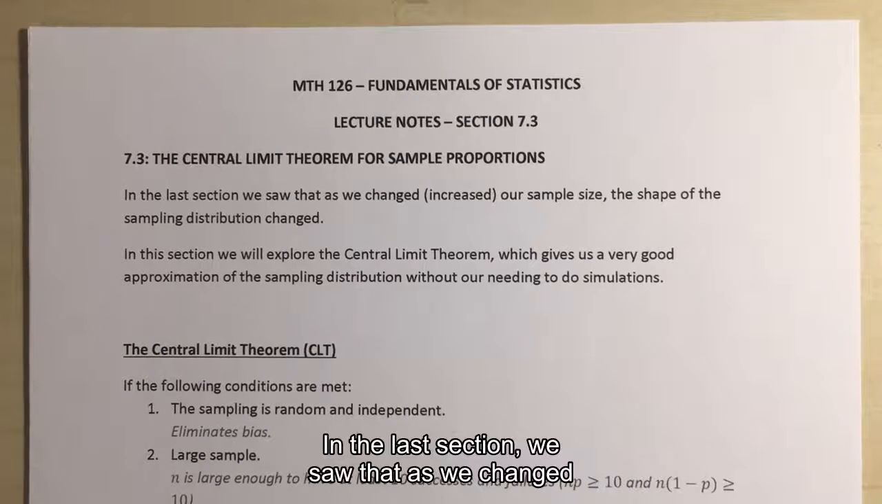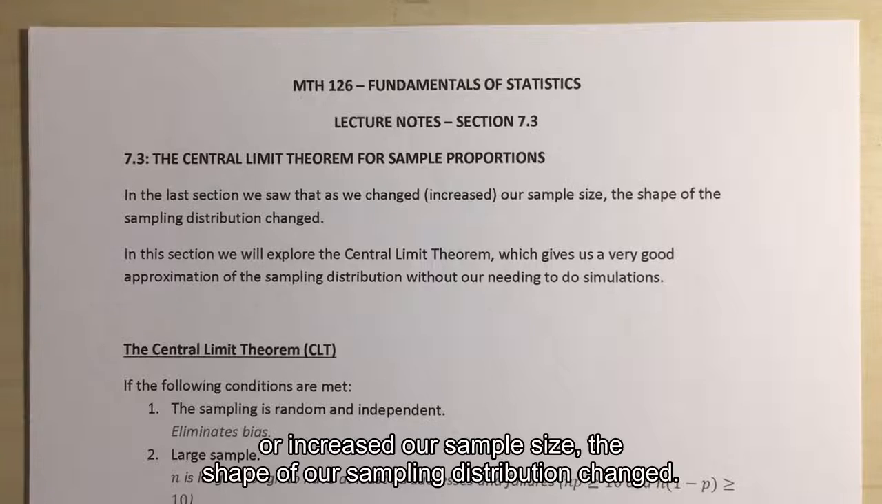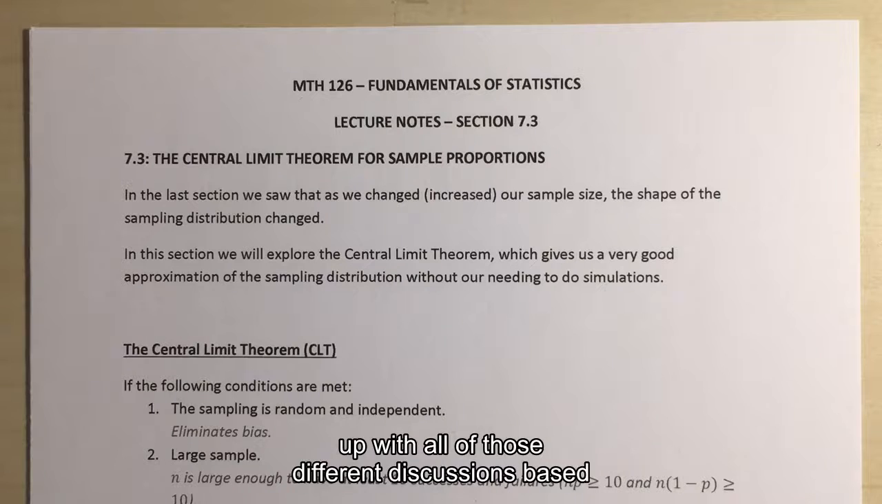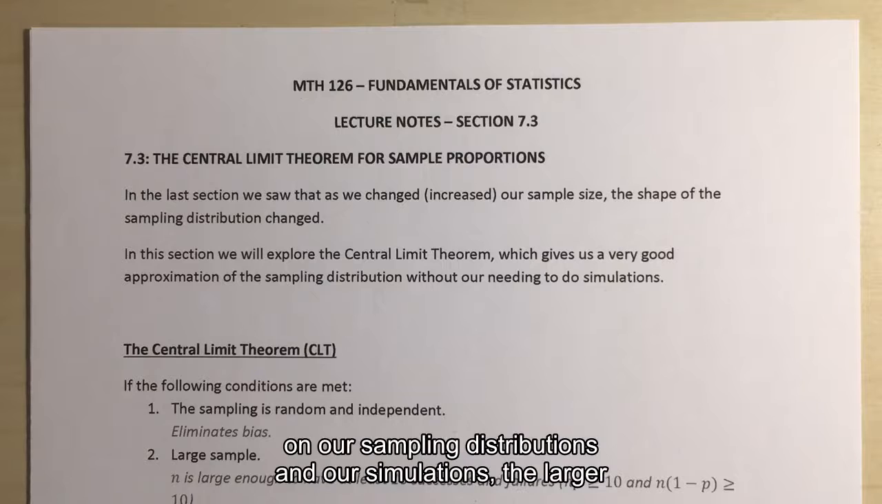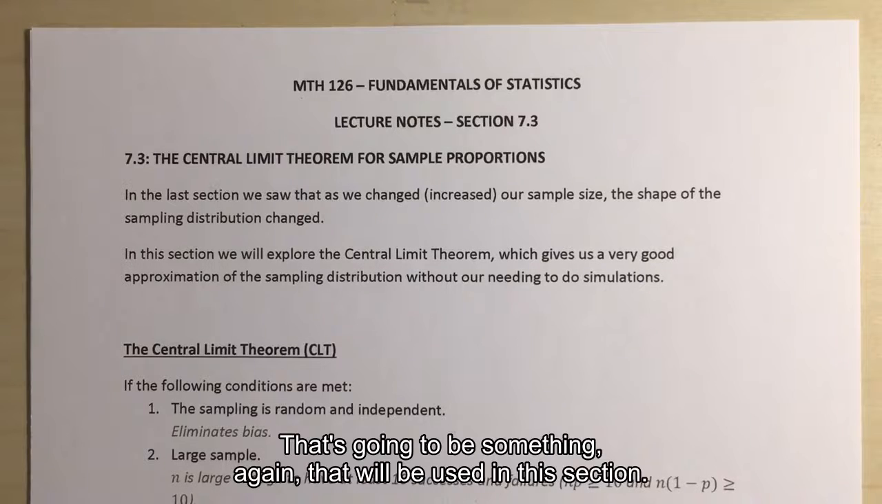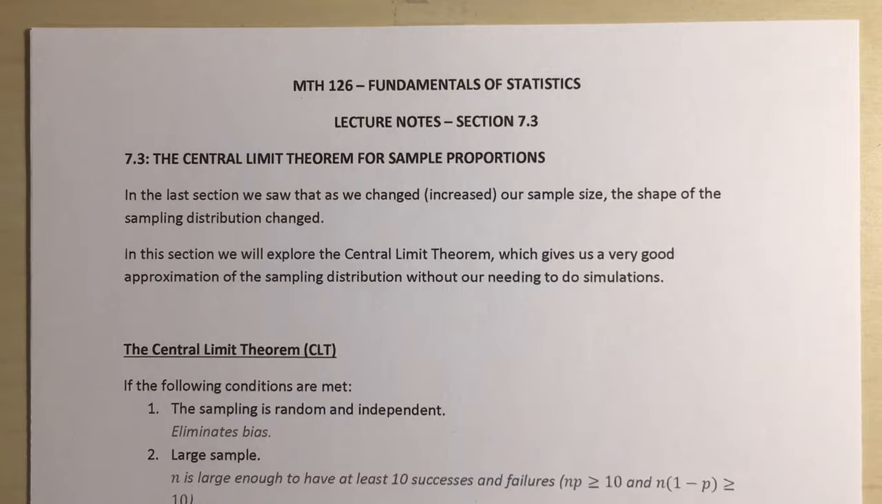So in the last section, we saw that as we increased our sample size, the shape of our sampling distribution changed. The key sentence that we came up with, from all of those different discussions based on our sampling distributions and our simulations, was: the larger the sample size, the more precise and normal the sampling distribution. That will be used again in this section.